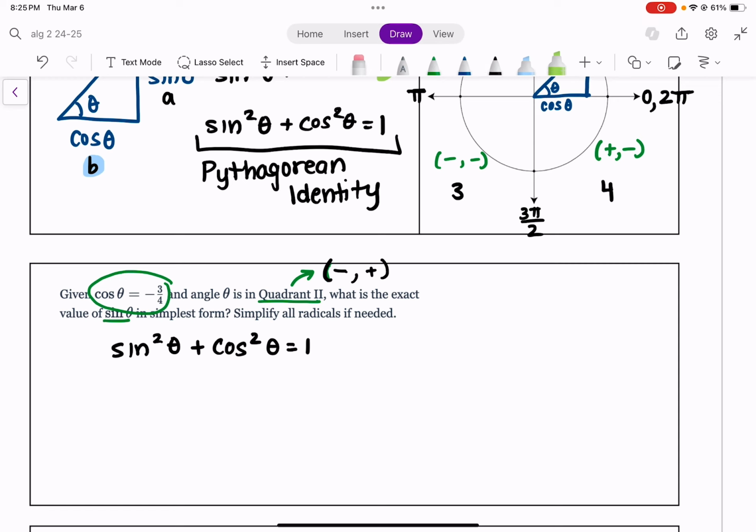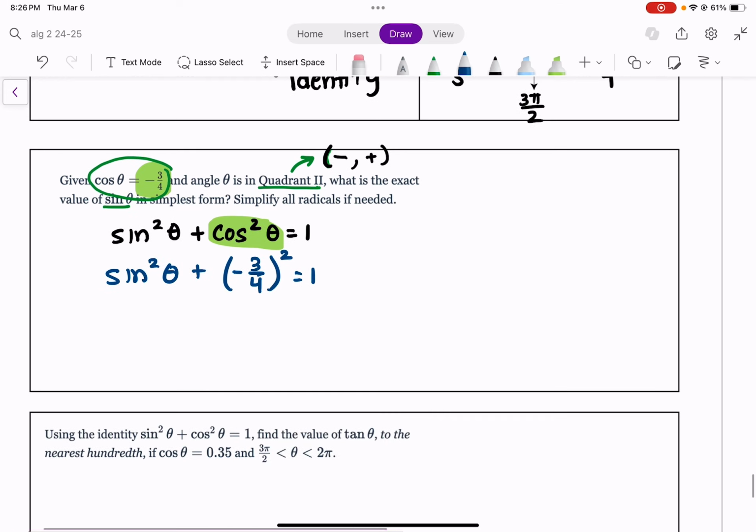So I know what the cosine of theta is. The cosine of theta was given to me. It's negative 3 over 4. So I'm going to rewrite this equation, but substitute in what I know. So I take the cosine and I have to square it, and it equals 1, right? So you can put that in your calculator and you would get 9/16.